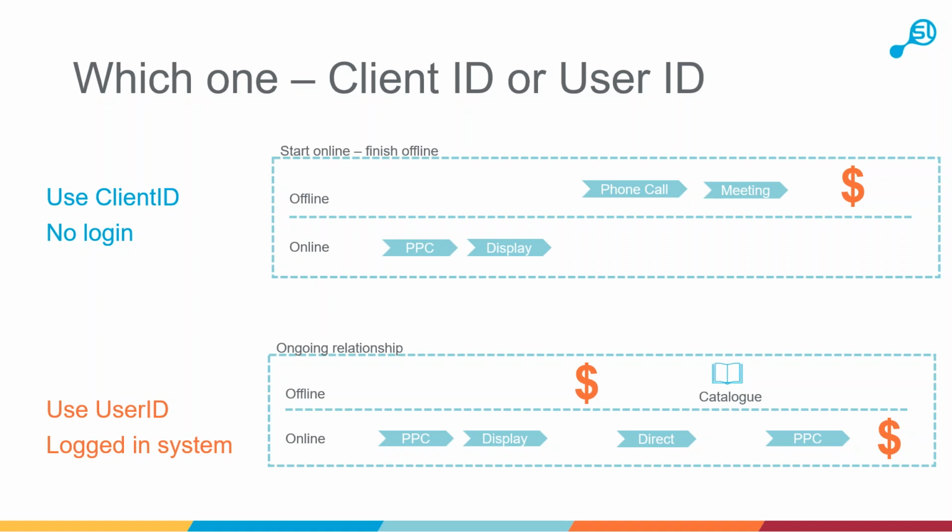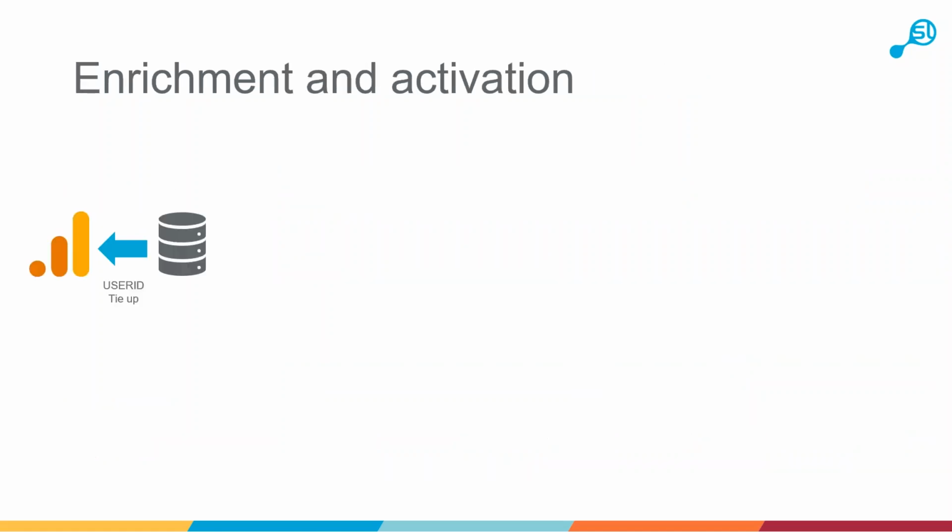But using both methods, you can join on offline interactions as long as you have your user ID or your client ID assigned to those interactions that are offline. So that's all about joining the data and measuring what's actually happening in the full journey. But then a really important part of this is then activating it.